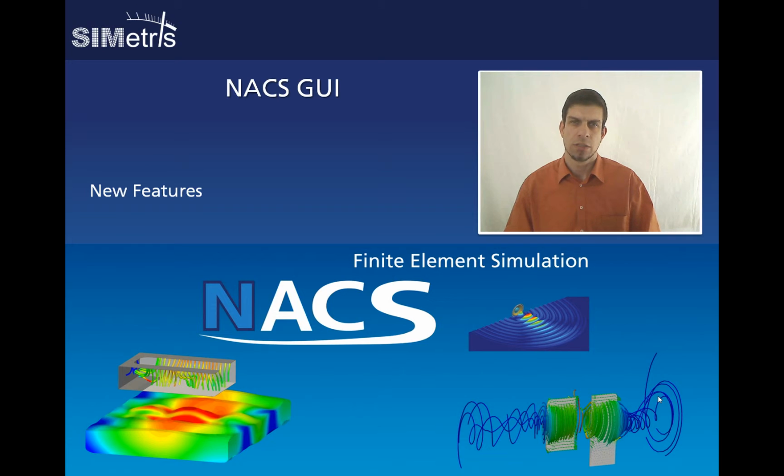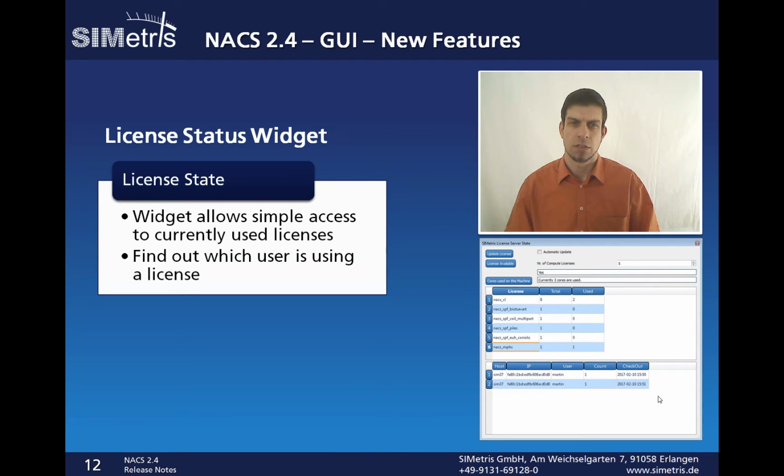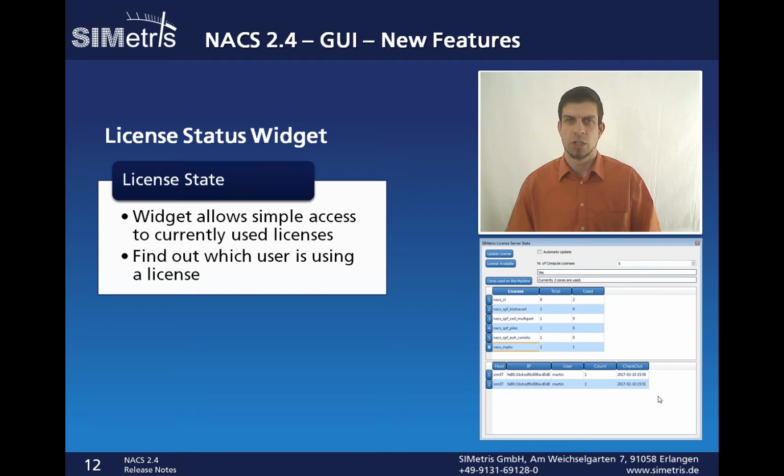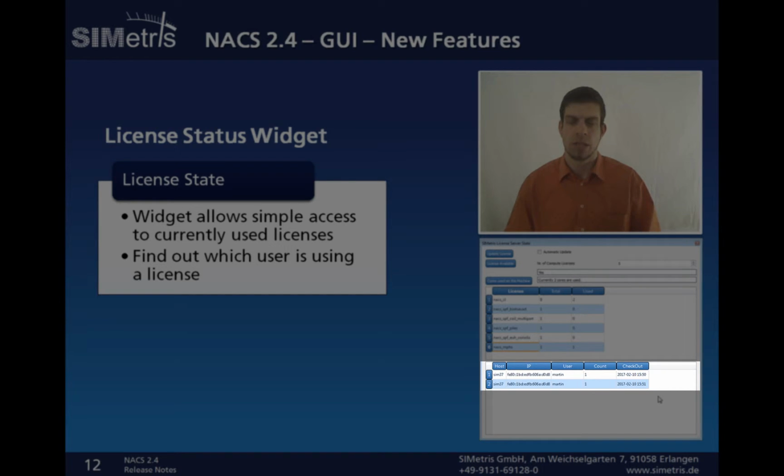In the last part, I want to show you some new features in the graphical user interface. At first, I want to show you that we introduced a license status widget. So the license state can be easily viewed from within the graphical user interface. We show which licenses are available, how many licenses are available, and which are already used. You can also see which user is using a license on which machine. And you can also check how many cores are used on your local machine.